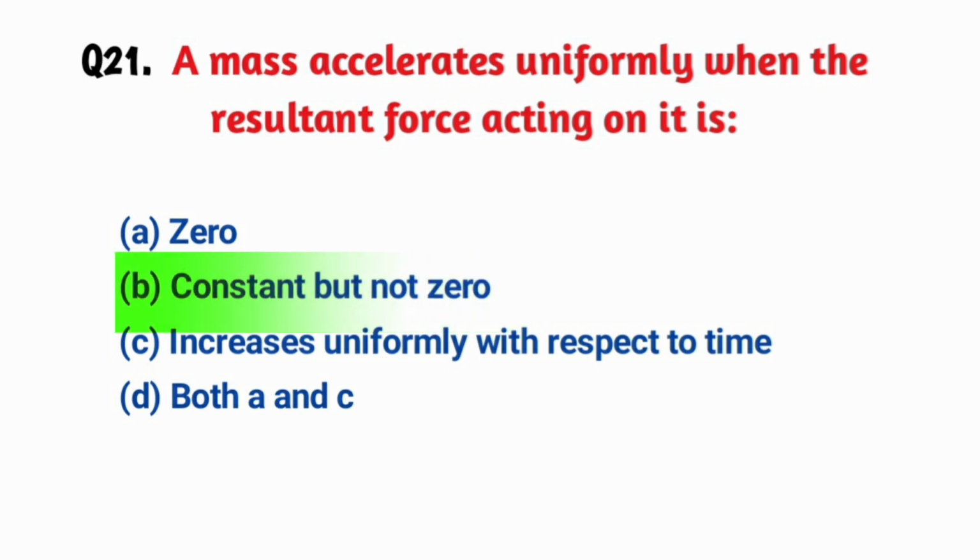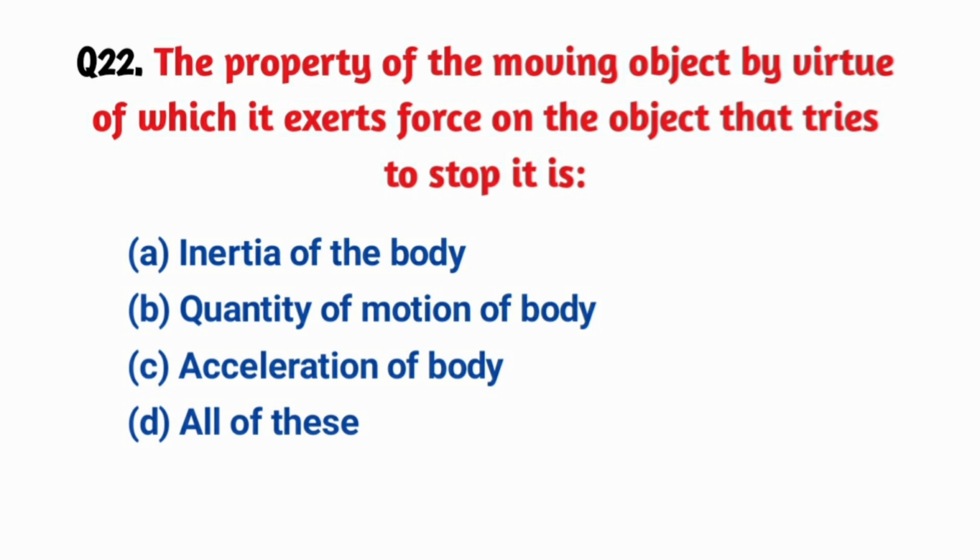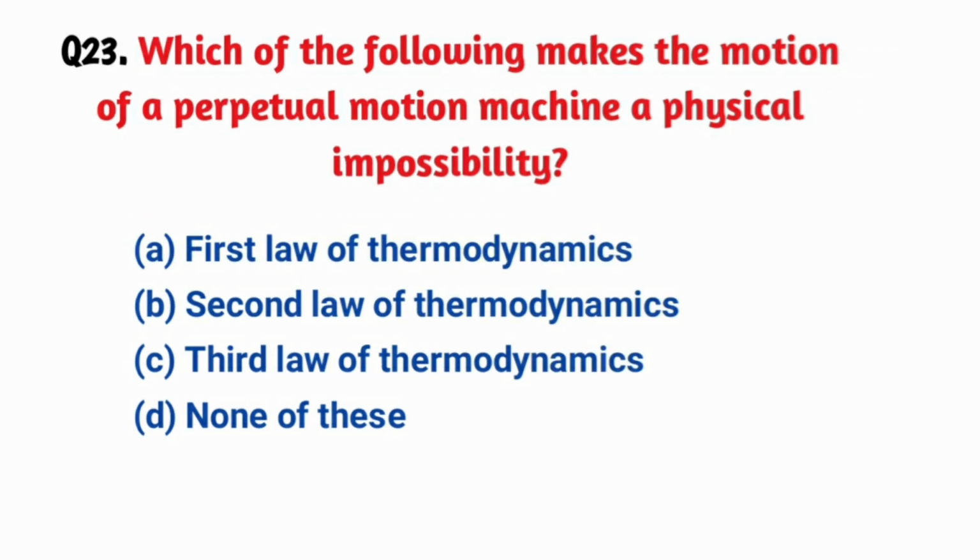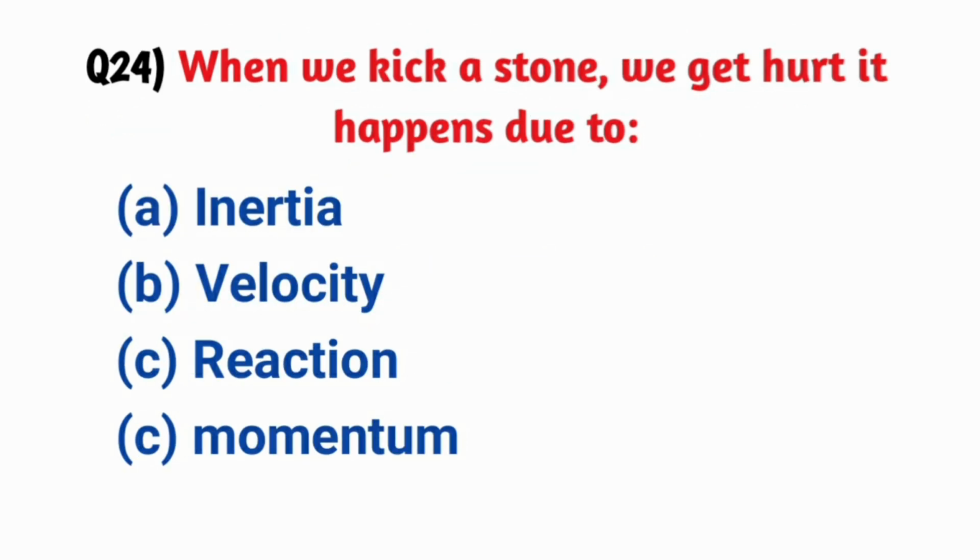Option B is correct. The property of the moving object by virtue of which it exerts force on the object that tries to stop it is. Option A is correct. Which of the following makes the motion of a perpetual motion machine a physical impossibility? Option B is correct. When we kick a stone, we get hurt. It happens due to.